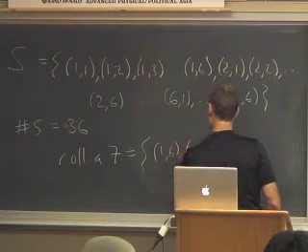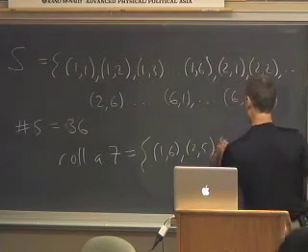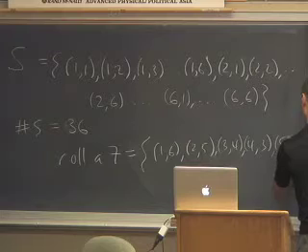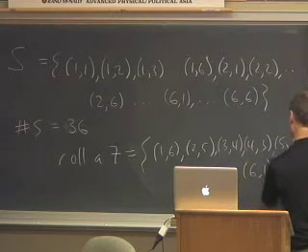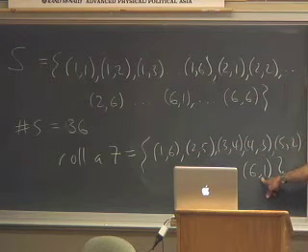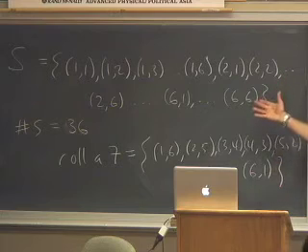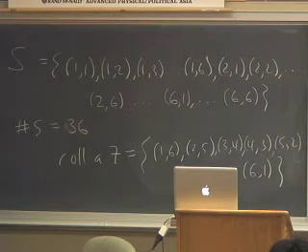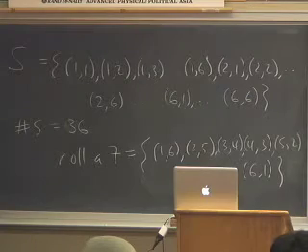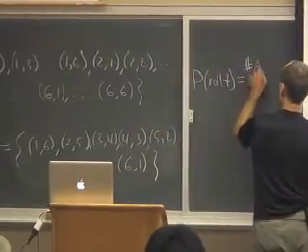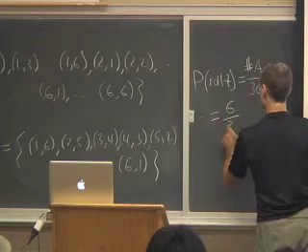1,6; 2,5; 3,4; 4,3; 5,2; 6,1. Okay. 1, 2, 3, 4, 5, 6 elements, right? So for the uniform distribution on pairs of rolls, what's the probability that I roll a 7? It's the number of elements in that set divided by 36, which is 6 over 36, which is 1/6.